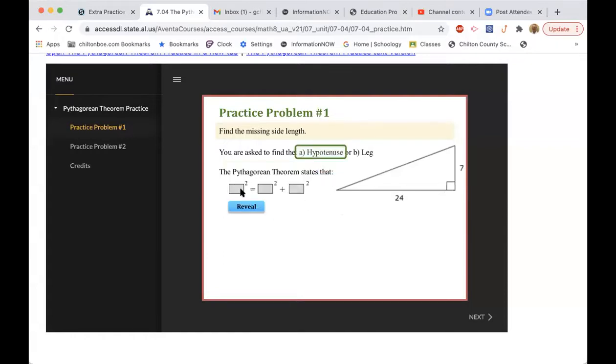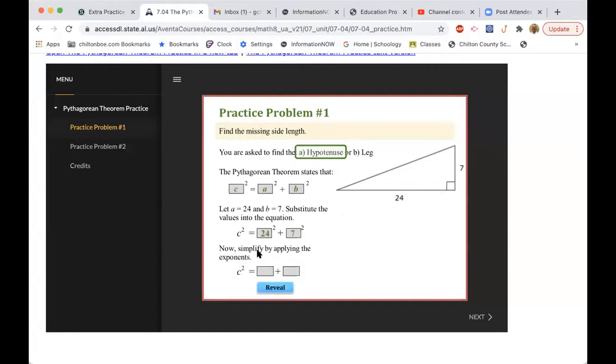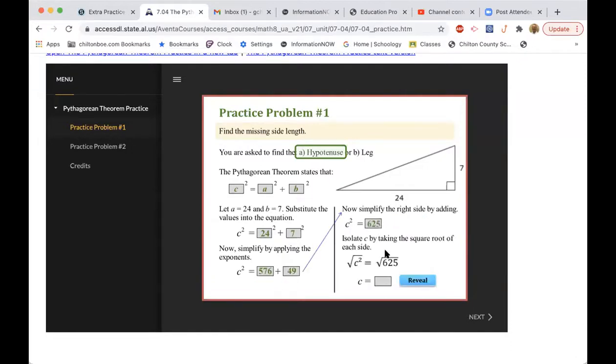So we got to plug in for A and B. And again, they wrote it backwards. They put C on the left side. I like it on the right. So I got to remember, here's my 2 legs. I'm going to plug 7 and 24 in there. You got to square both of them. Then you got to add them together. Then you take the square root of both sides, and you do, in fact, get 25.